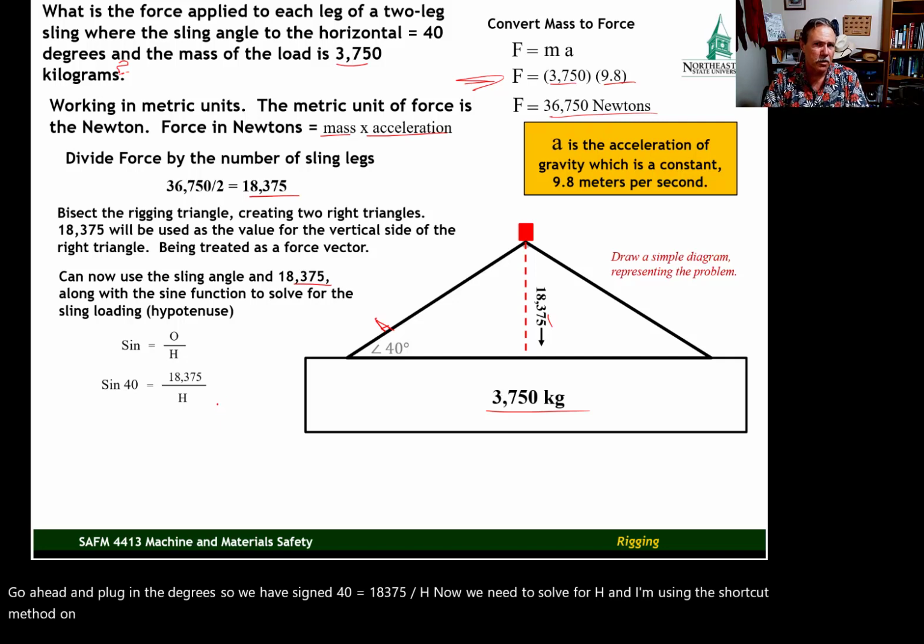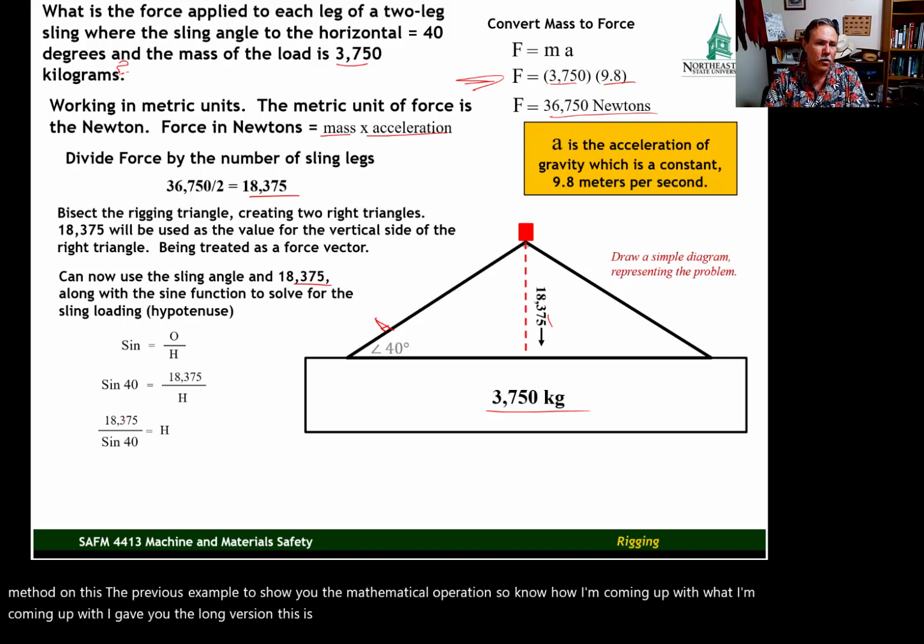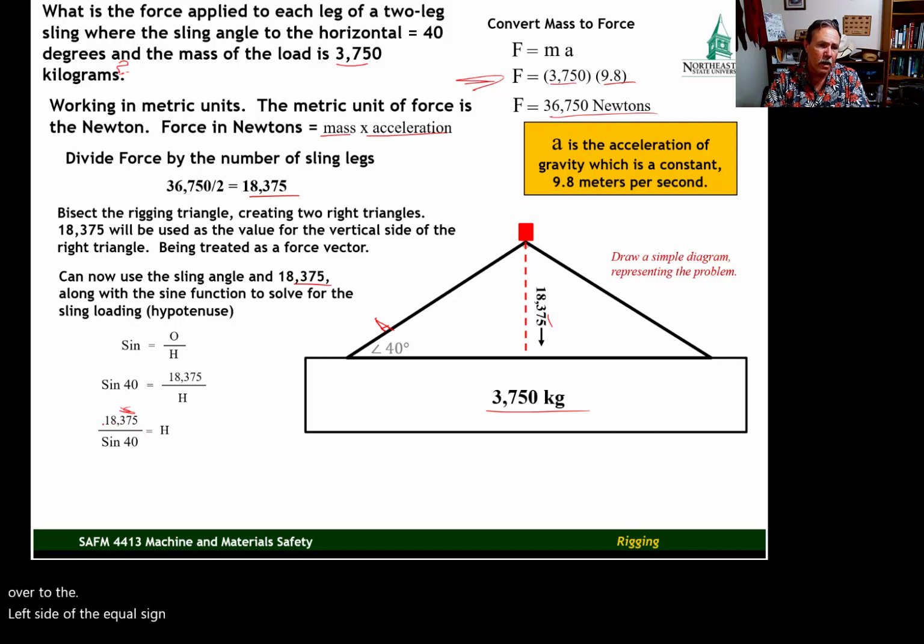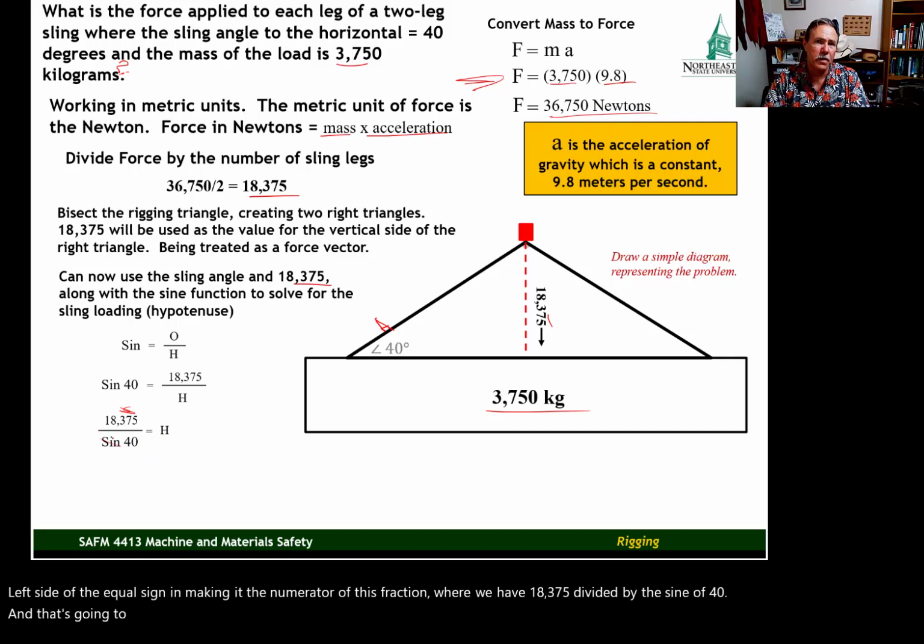I'm using the shortcut method on this. In the previous example, to show you the mathematical operation, so you know how I'm coming up with what I'm coming up with, I gave you the long version. This is the short version. The short version is simply taking the 18,375 and sliding it over to the left side of the equal sign and making it the numerator of this fraction, where we have 18,375 divided by the sine of 40. And that's going to give us h once we do these calculations here.